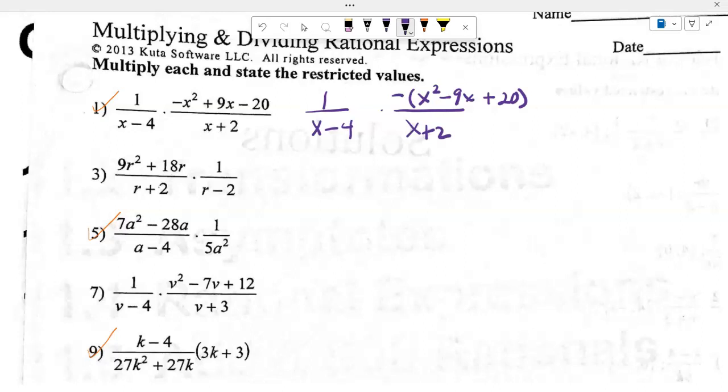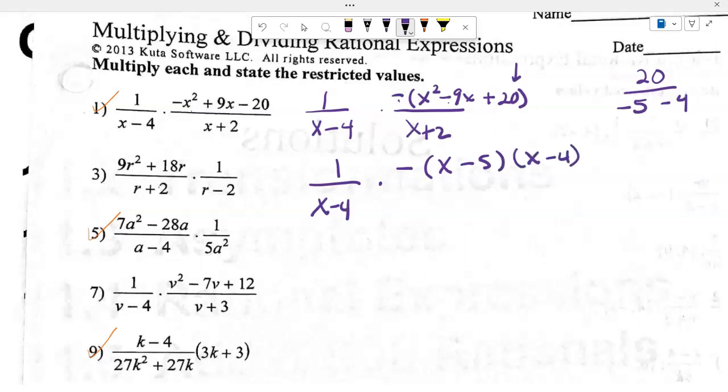So to check, negative times x squared gives you negative x squared. That checks. A negative times a negative gives you a positive 9x. And then a negative times a positive gives you a negative. So that works out. Now I'm going to factor. So you have 1 over x minus 4 times, and you have the factors of 20. I know that it's going to be negative 5 and negative 4. So you have x minus 5 and x minus 4 divided by x plus 2.